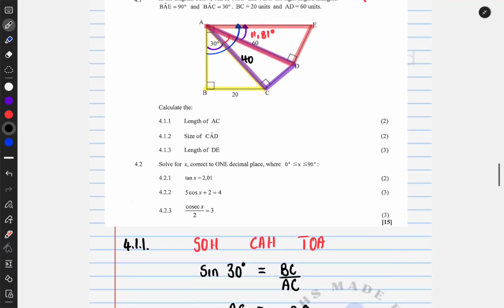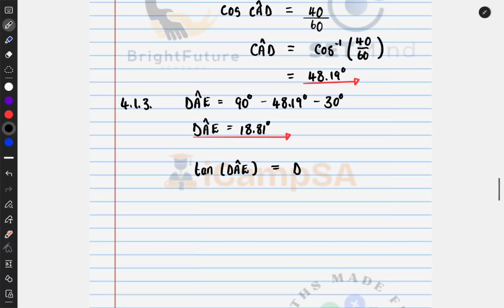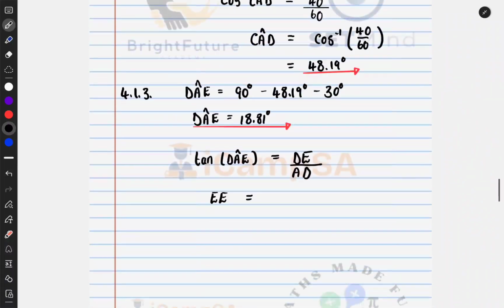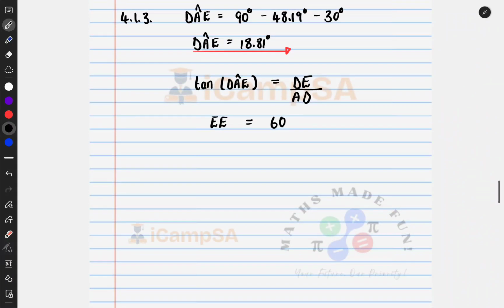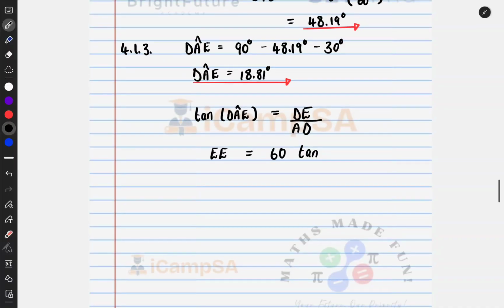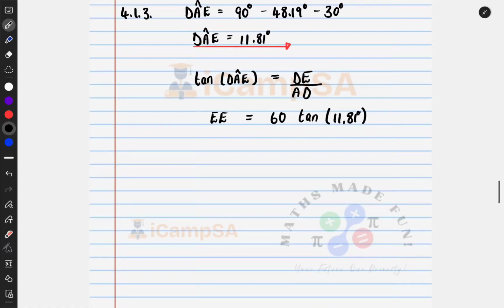The opposite is what? It is DE over AD. And we are looking for DE, so let's make it the subject. DE is equal to AD, cross multiplication. What is AD? Yes, it's 60, we were given. It's 60 times tan of, why did I write 18.81 here? This is supposed to be 11.81. Tan of 11.81 degrees, and this is DE.